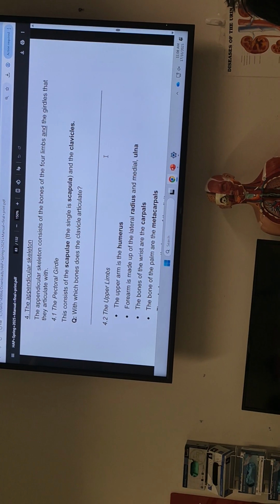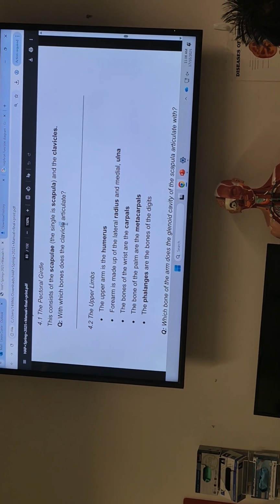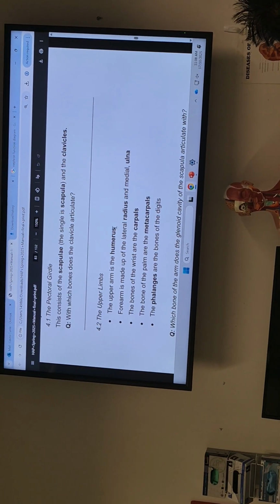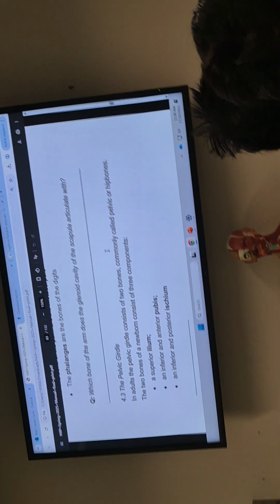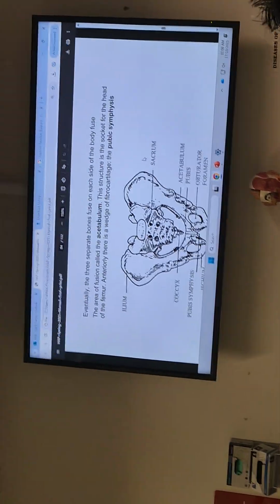And then everything else here, it's all about articulation. Like with which bone does the clavicle articulate, there's more articulation. So again, if you have the skeleton labeled, you should be fine.